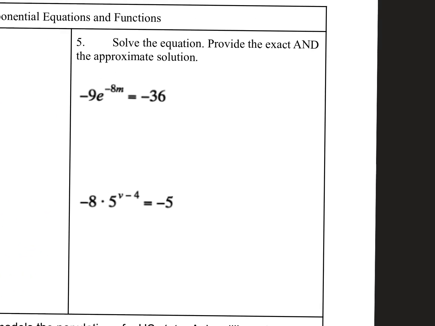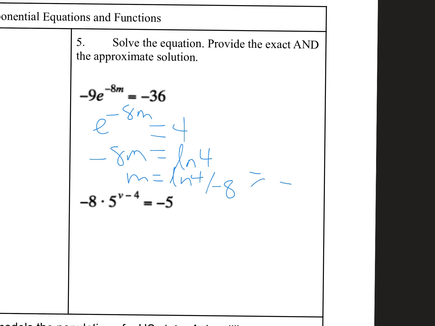Divide by -9, e to the -8m is 4. Take the natural log of both sides, or rewrite in log form, and you get natural log of 4 over -8, which, if you wanted to approximate that, is approximately -0.173. Divide by -8, and you get 5/8.